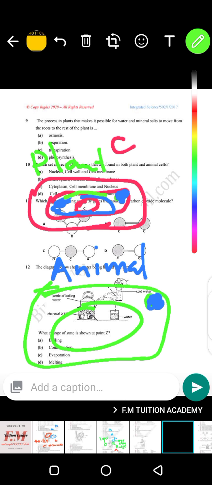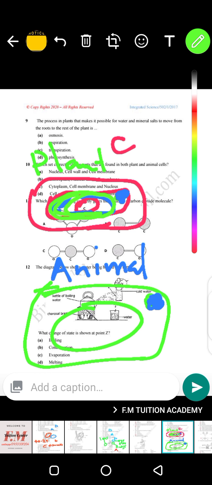This part is around the vacuole. The vacuole is the one that's in the center. So this part is called the cytoplasm. Which part is the cytoplasm? The whole of this area is the cytoplasm, and it's found in both.